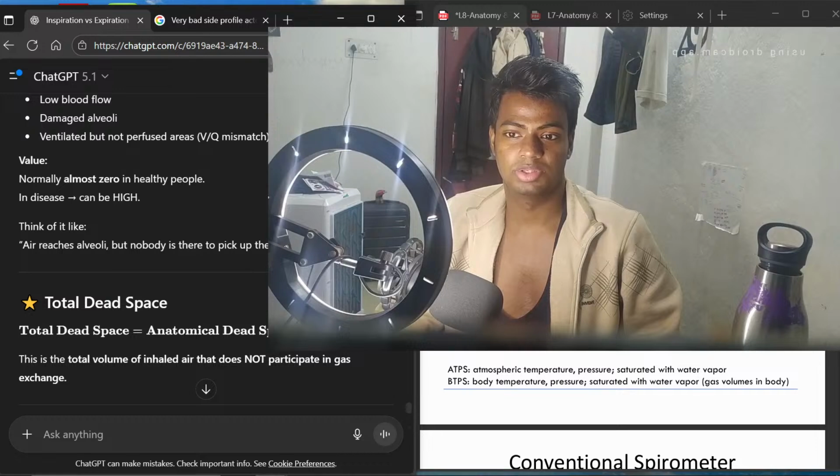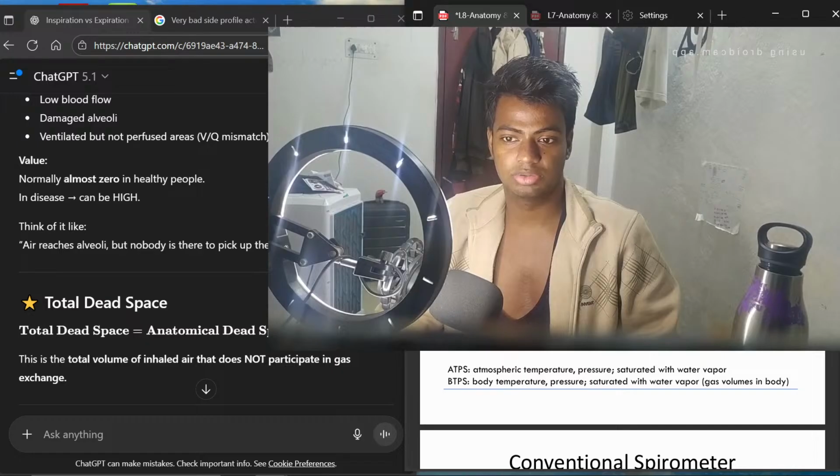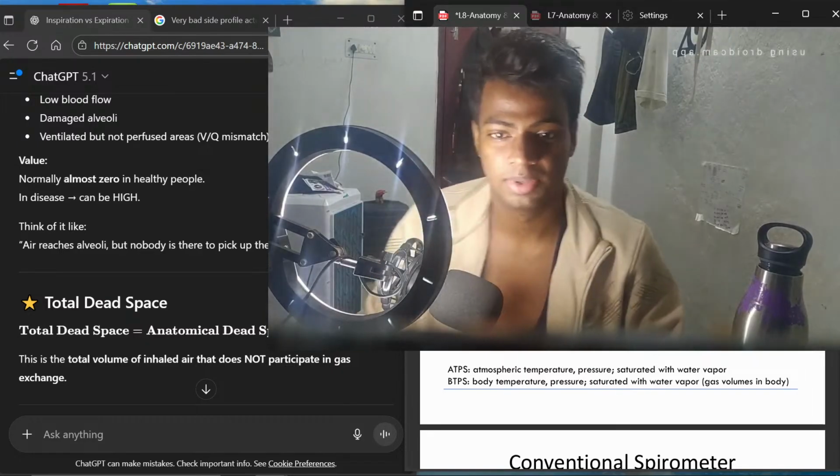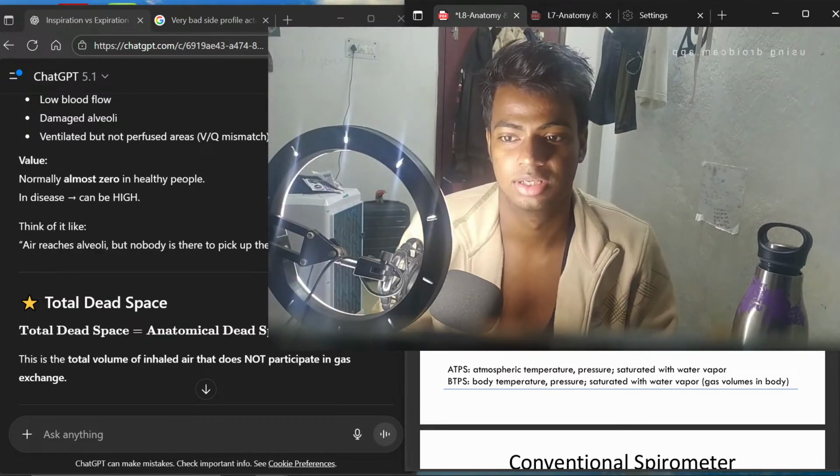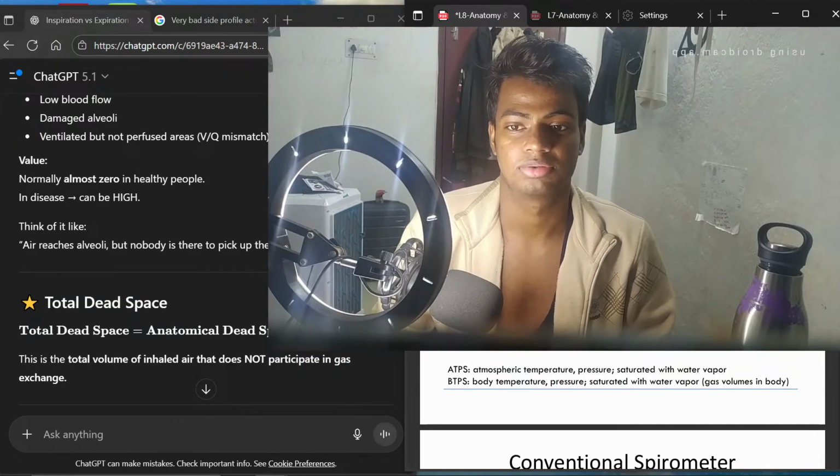Spirometer by a mouthpiece, two tubes, so that it minimizes dead space of the equipment. Atmosphere temperature, pressure, water vapor, body temperature, pressure sensor. TPS, okay.